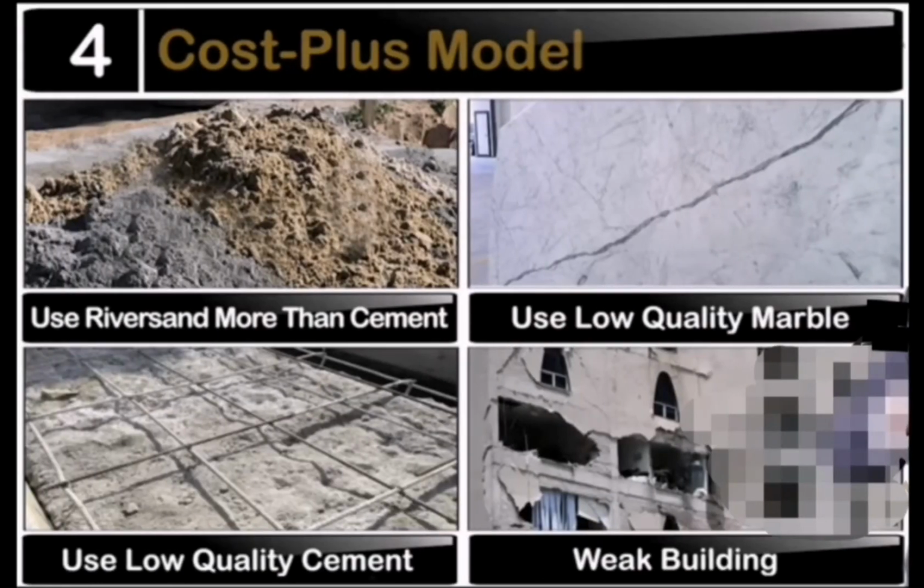So your vendor will not use river sand more than the cement, he will not use low quality marble, he will not use low quality cement, and he will not give you a weak building structure. And how will you pay him? You will decide to pay him a pre-decided amount at the end of the construction of that house. This is how the cost plus model works.